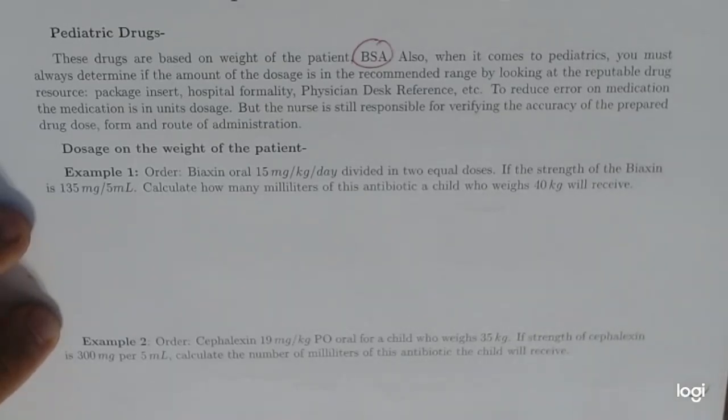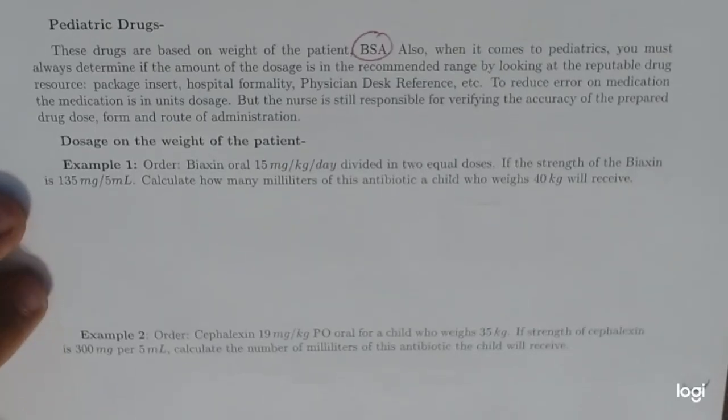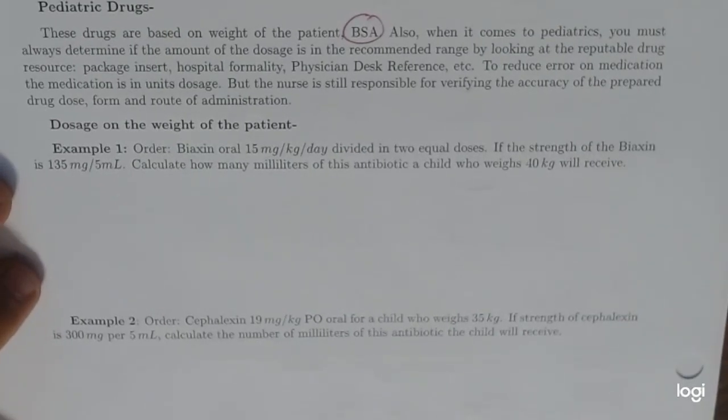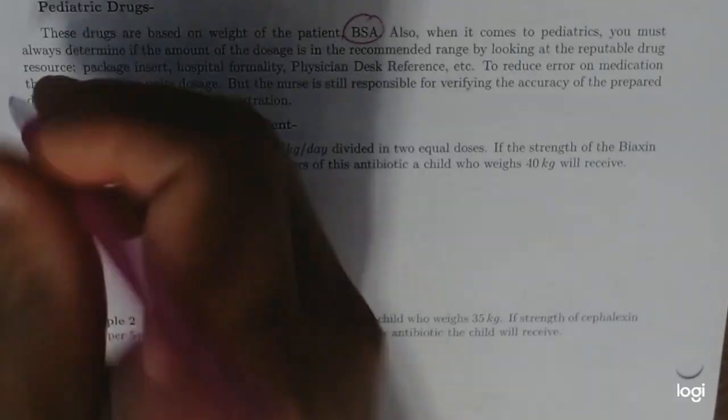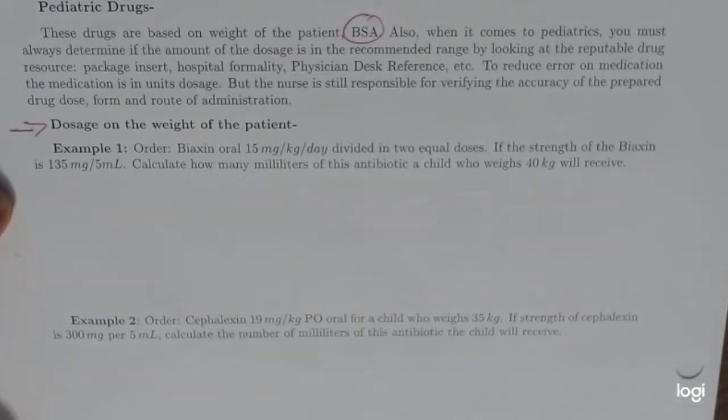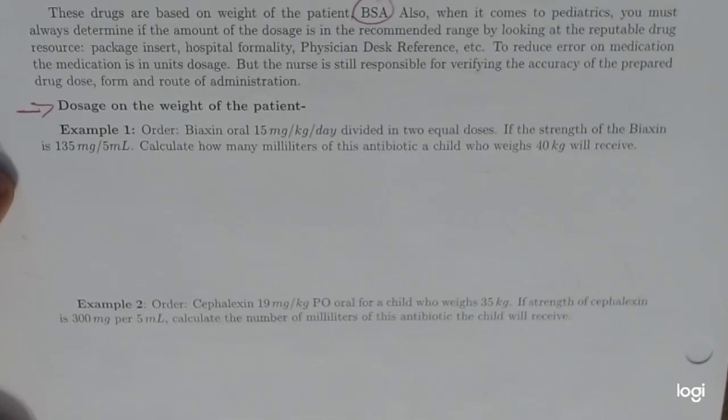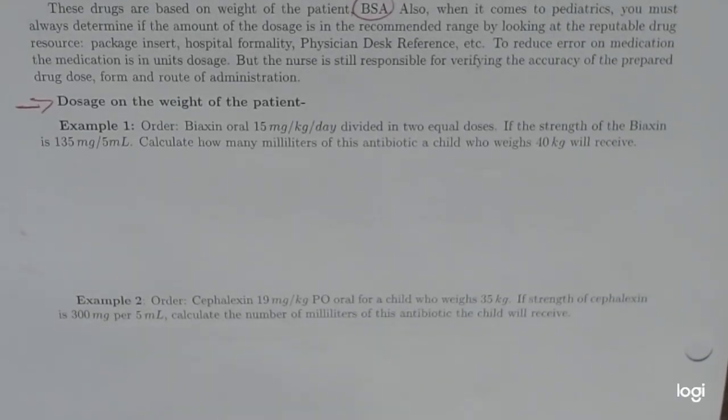To reduce error in medication, the medication is in units dosage. But the nurse is still responsible for verifying the accuracy. You always have the last say when it comes to giving the patient, since you're the one giving it. So make sure you always understand and always check the dosage itself. Make sure it's 1-to-1. The key thing, like I said earlier, is that the weight of the patient is the most important thing when it comes to pediatrics. Again, this is pretty much a summary of everything, which is good. Nothing really new, we're just going to keep going and reintroduce BSA, as you'll see right now.